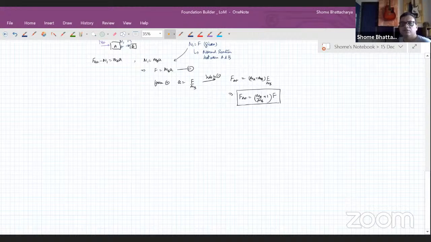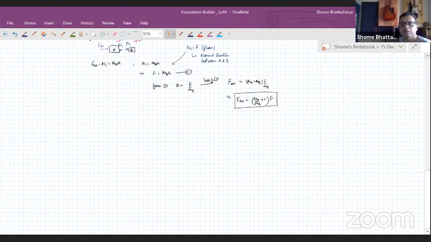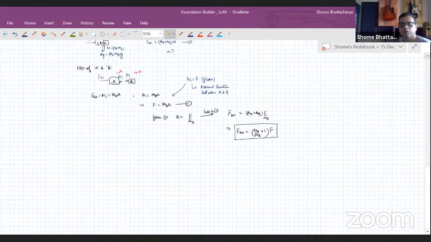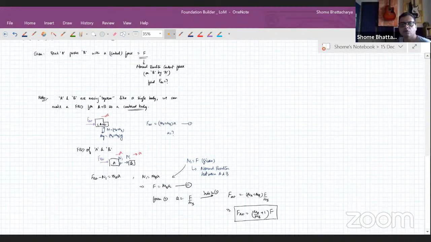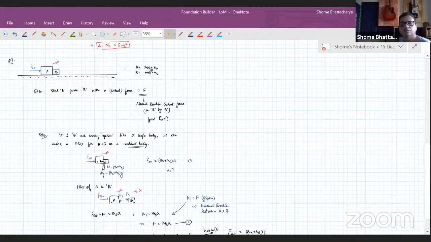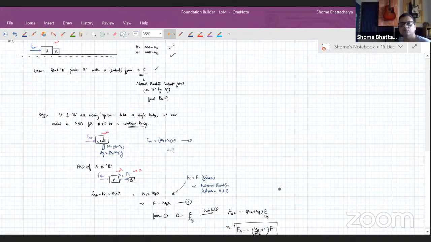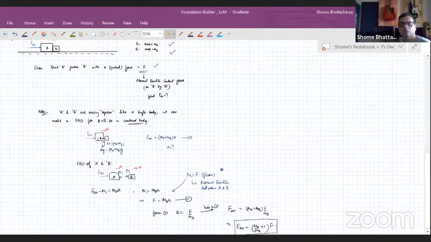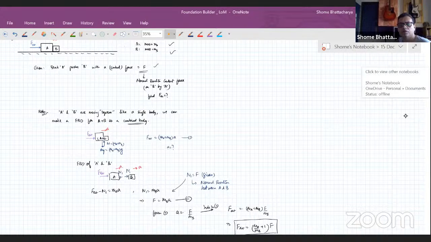Ultimately, it is just a matter of solving the free body diagrams and eliminating the unknown quantities from the given quantities. What were the given quantities? The given quantities were the two masses and this force, that is the contact force between A and B. From this, we are getting the unknown quantity, the external force, by eliminating the acceleration. Okay, good.